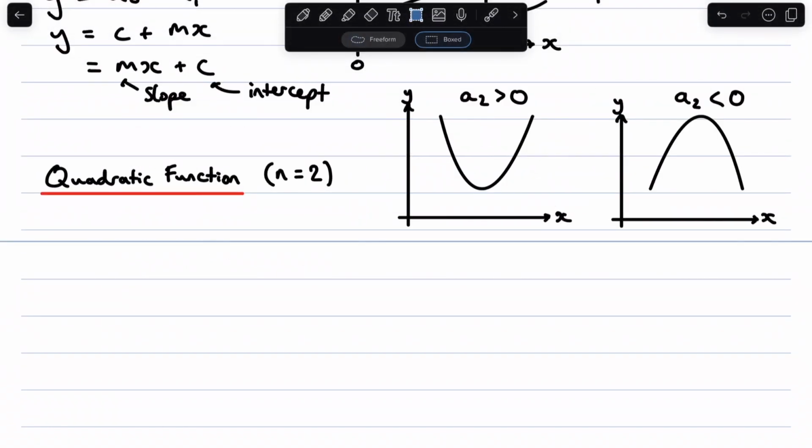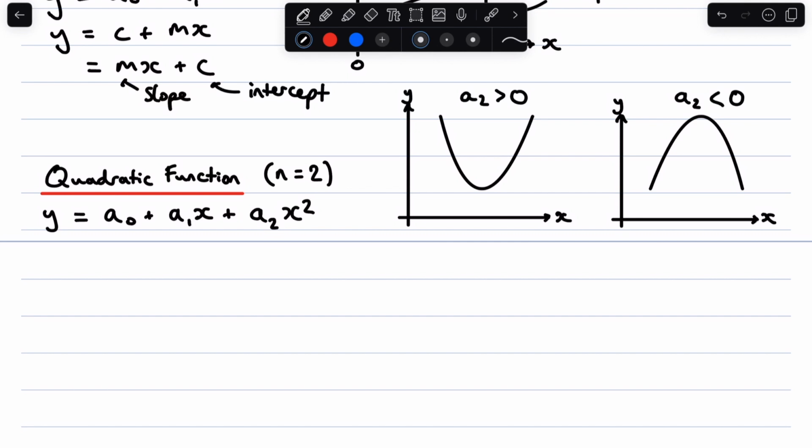Now let's look at quadratic functions. These are polynomial functions of degree or order n equals 2. So from the equation of a polynomial above, we know that it will be y equals a0 plus a1x plus a2x squared. And these will look similar to the graphs that I've plotted on the right. When a2 is a positive number, it will look like a smiling mouth, whereas when a2 is a negative number, it will look like an unhappy mouth.